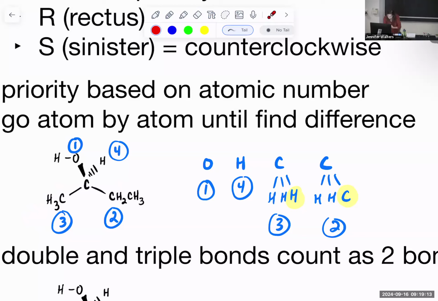All right, cool. So now, this has the lowest priority on the dash. So when I connect 1 to 2 to 3, this is going to be clockwise. So that is R, is that assignment.